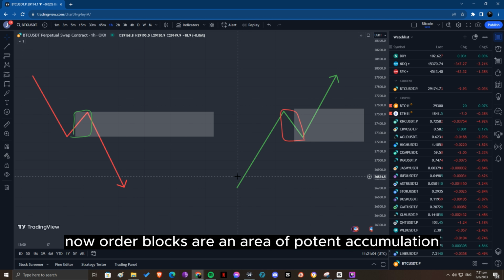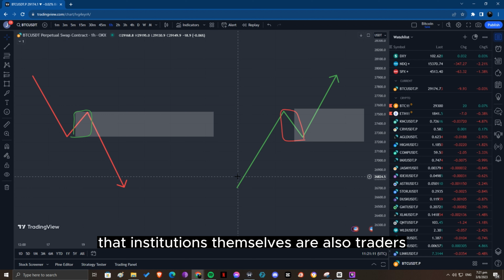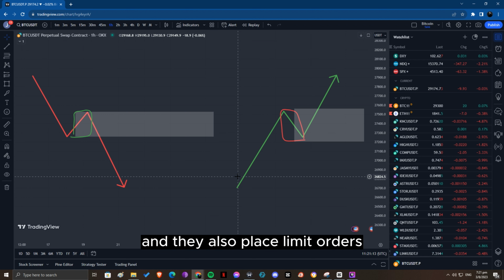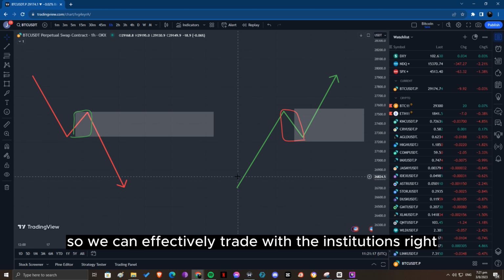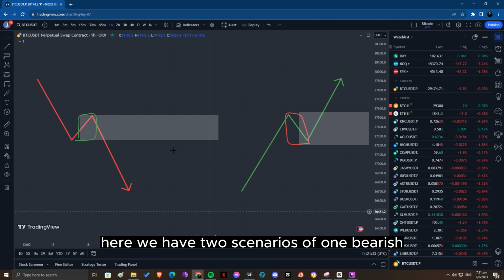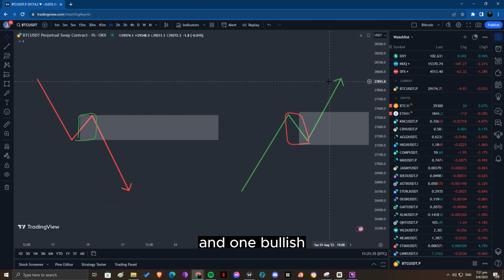Now, order blocks are an area of potent accumulation of institutional limit orders. Let us not forget that institutions themselves are also traders and they also place limit orders. So, what we call order blocks, we can use to effectively trade with the institutions. Right here we have two scenarios, one bearish and one bullish.